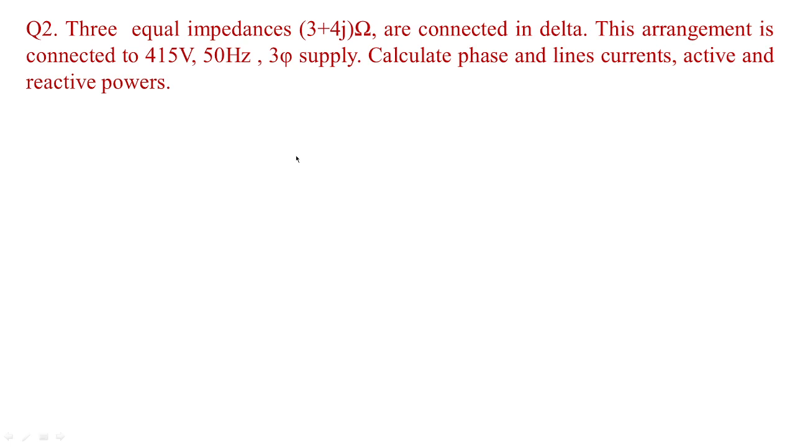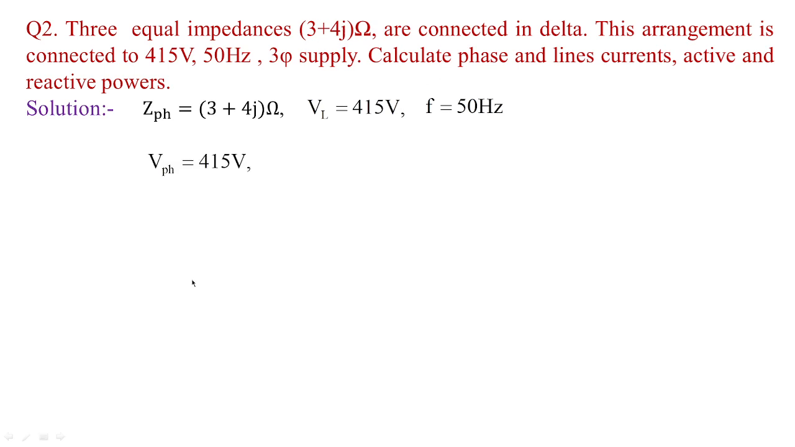For that, we have to collect the information from the given input in the problem. So Z phase value, VL value and frequency value you can easily determine from the given problem. V phase is equal to 415 volts because in a delta network the line voltage is equal to the phase voltage. So this is the change from the previous problem to this problem.